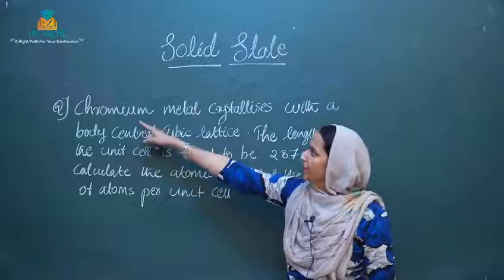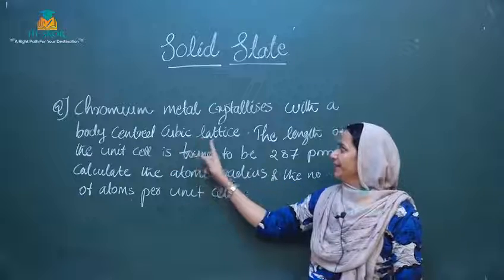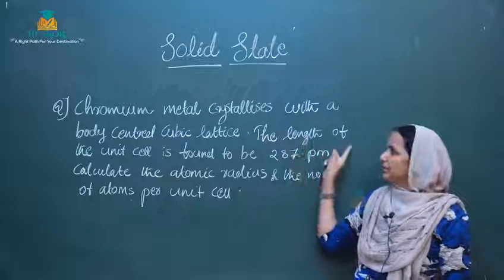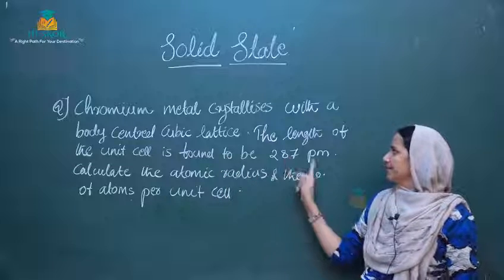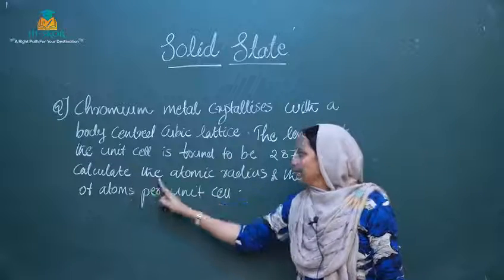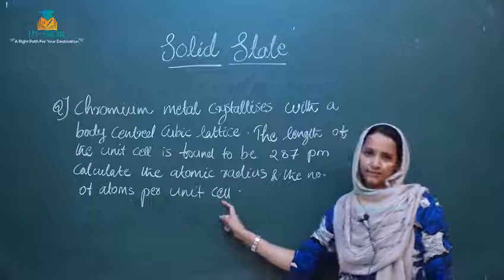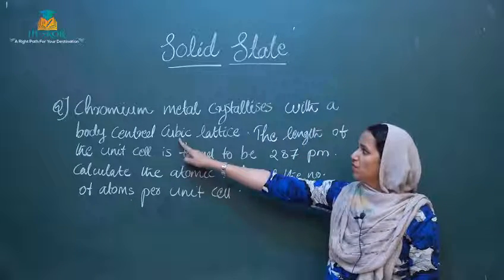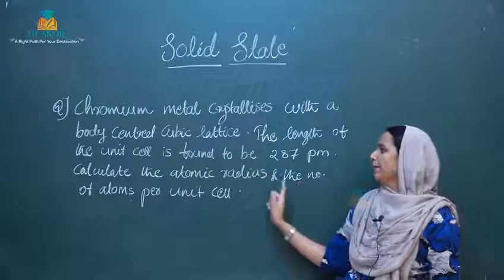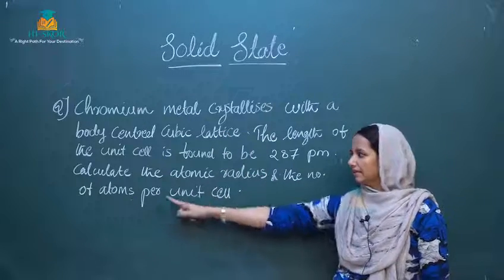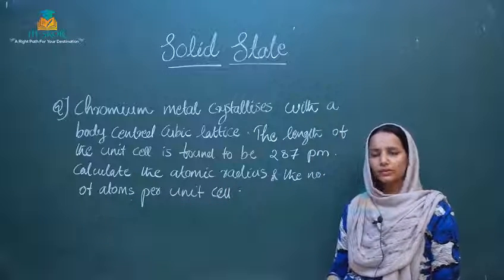So you just read the question. Chromium metal crystallizes with a body centered cubic lattice. The length of the unit cell is found to be 287 picometer. Calculate the atomic radius and the number of atoms per unit cell. First of all, we know for body centered cubic lattice, that is BCC, what is the number of particles? Here particles are atoms. So number of atoms per unit cell, you already know.